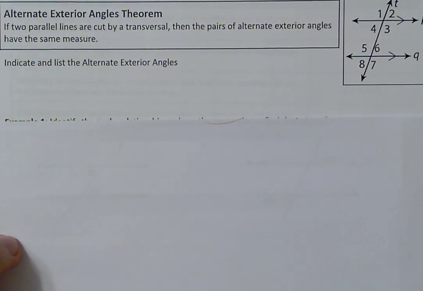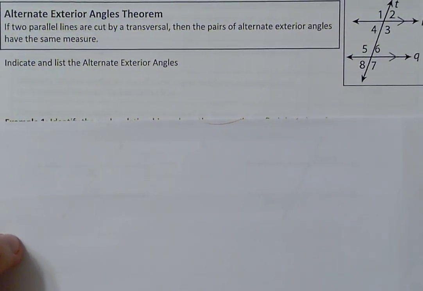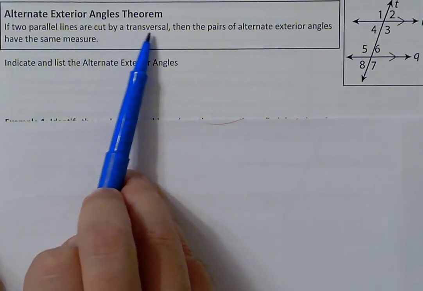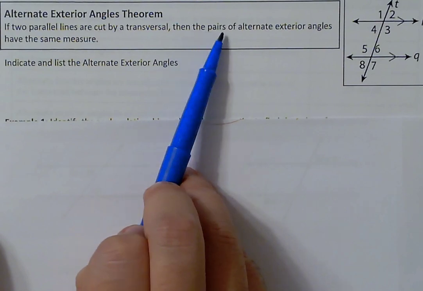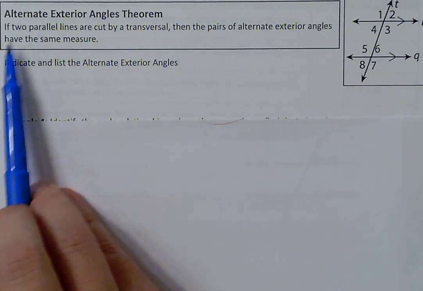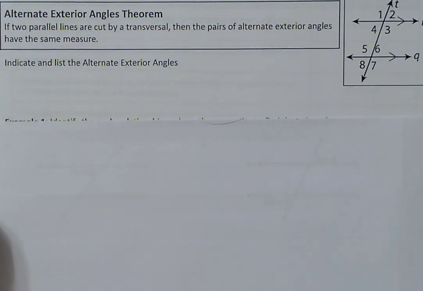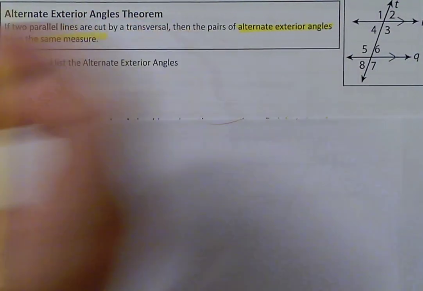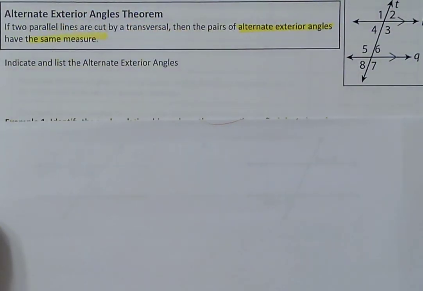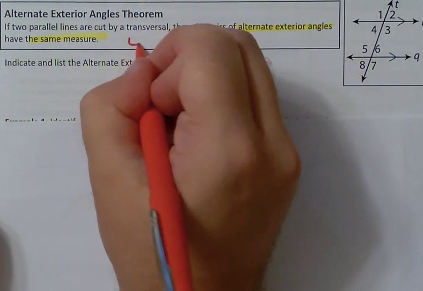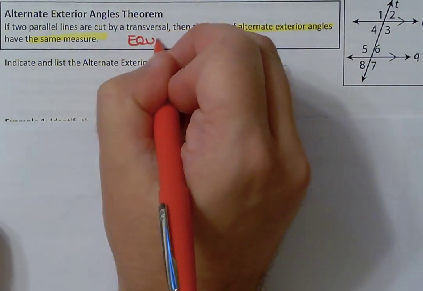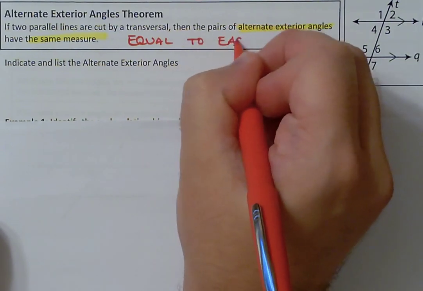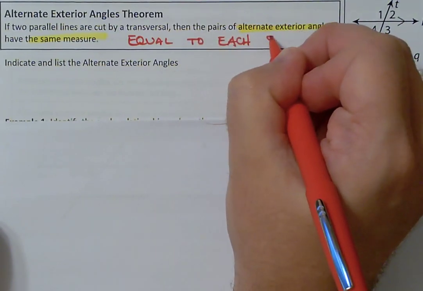All right, the last theorem we're going to take a look at is the alternate exterior angles theorem. Now, alternate exterior angles states if two parallel lines are cut by a transversal, then the pairs of alternate exterior angles have the same measure. So alternate exterior angles are equal to each other. So if you know you have a set of alternate exterior angles, that means that you know they are equal to each other. That means they have the same measure.